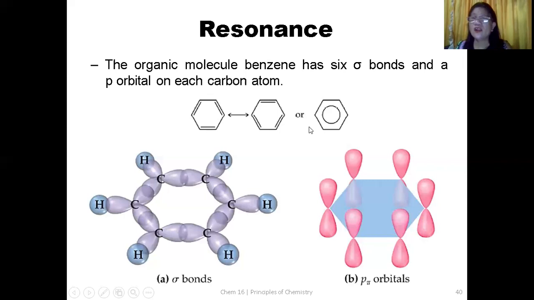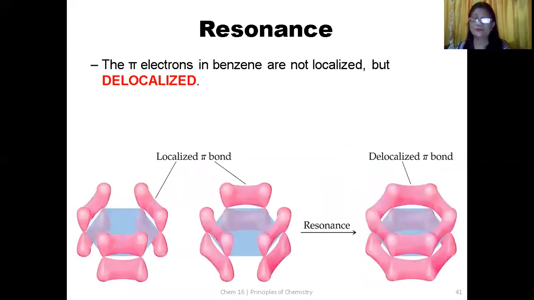Or, to make it easier, you can write that as a ring. That ring there means the double bond is being shared among each of the carbons. So that is what is meant by resonance. If you write it in this formula, that is correct, that is also correct, and that is also correct. And that is resonance.